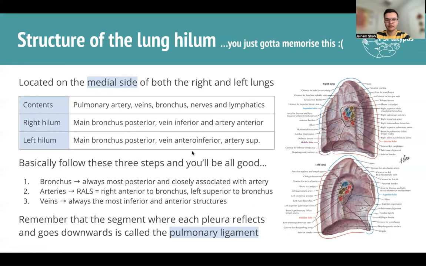And this is a nice opportunity for me to show you the pulmonary ligament. This little fibrous tissue bit here is exactly where we get the pleural reflecting. So the parietal going into visceral, visceral going into parietal.